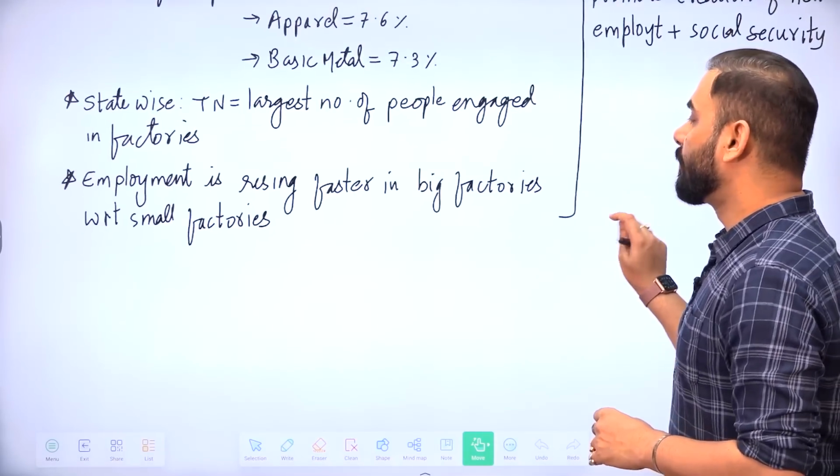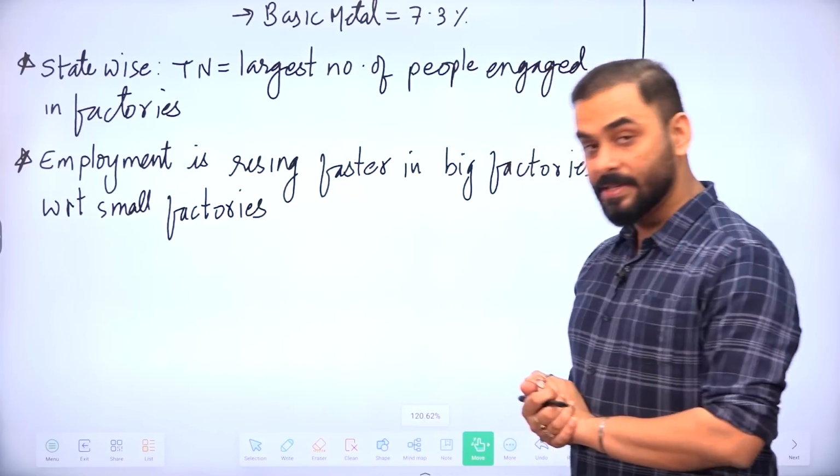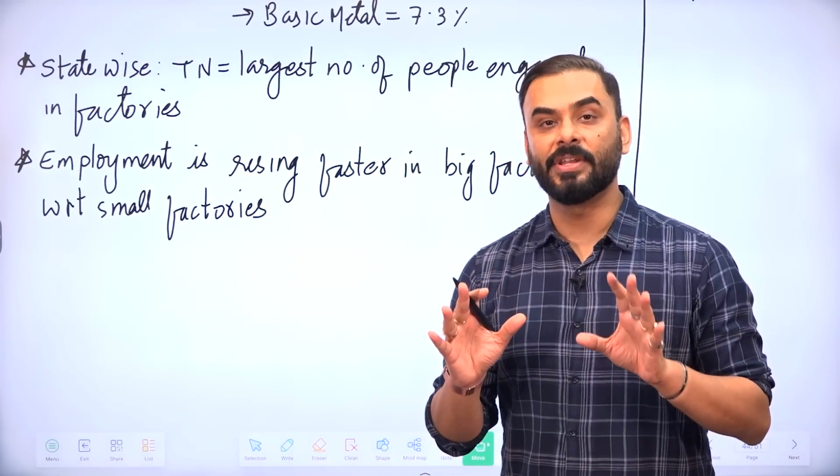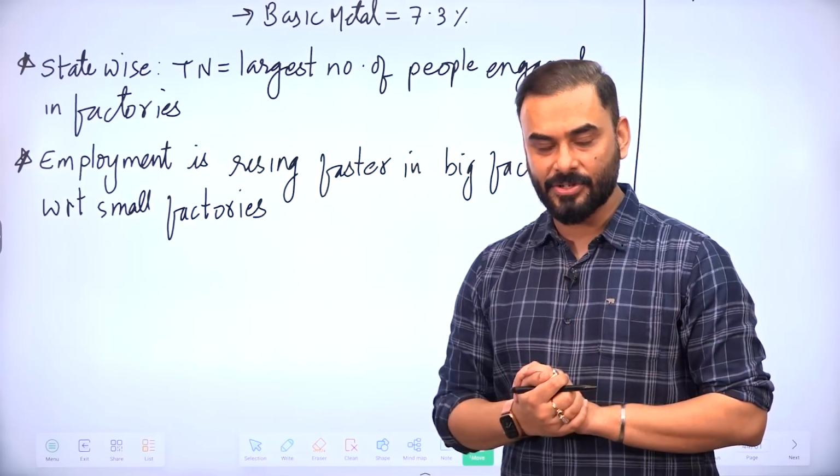But there is one interesting point given in the economic survey, which I feel can be asked in the exam. It says that if you look at the manufacturing sector, there are 2 types of industries. One is small industries and one is big industries.